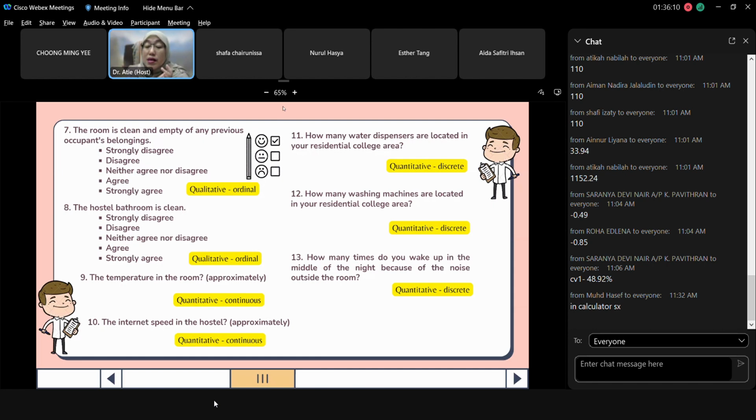And then, how many times do you wake up in the middle of the night because of the noise outside the room? Maybe you need to be more specific. As I said, dash times. So maybe they put 1, 2, 3, and so on. The best is to put an example in brackets, for example 1 time, 2 times, and so on. All right. So I think the rest are okay. Yeah, it's good. Very good. Thank you. Anyone else?